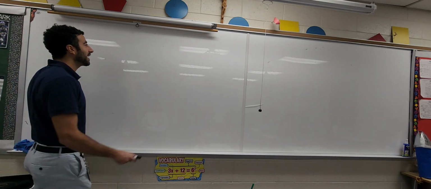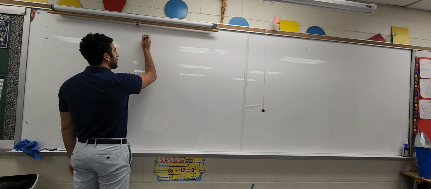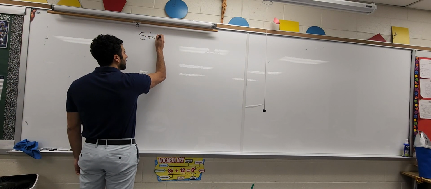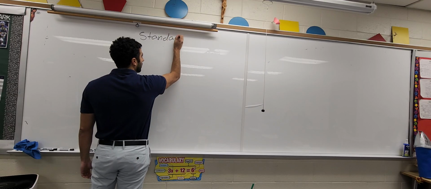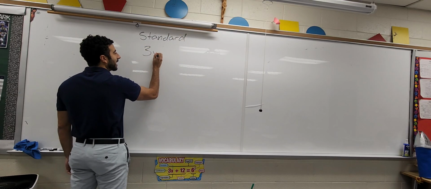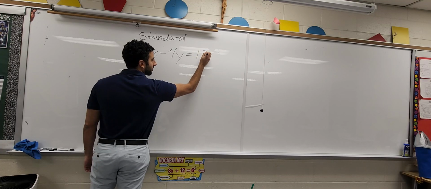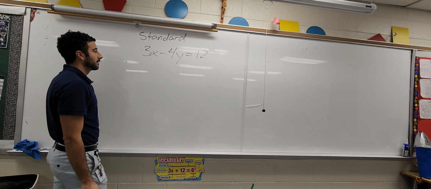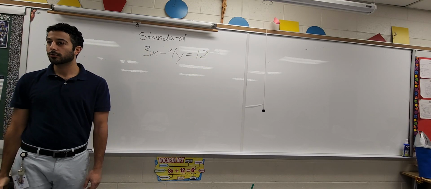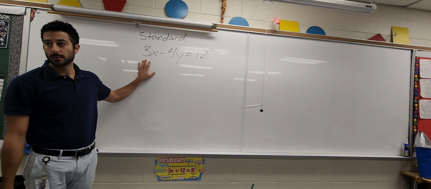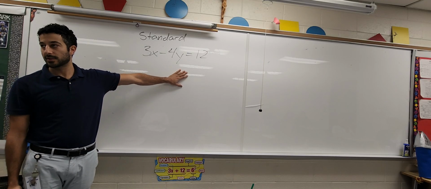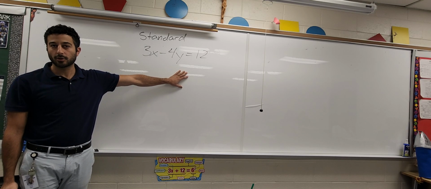Okay, so if I gave you an equation, like here's an equation in standard form. So this is standard form. And here's a problem you could possibly get, okay? 3x minus 4y equals 12, something like that. Okay, so if I told you to graph this, now this is in standard form. It's in the format of ax plus by equals c. Okay, that's one of the forms you can get an equation in.